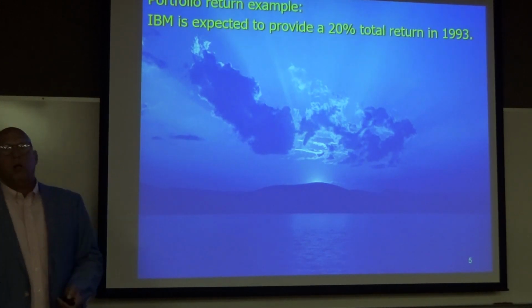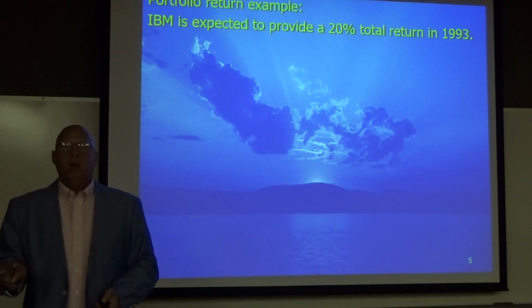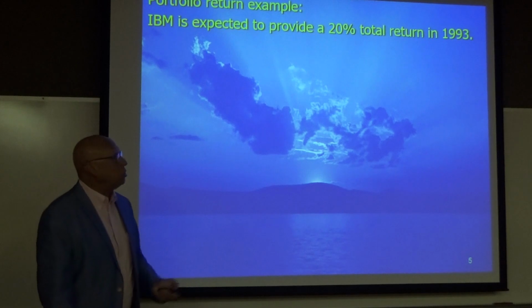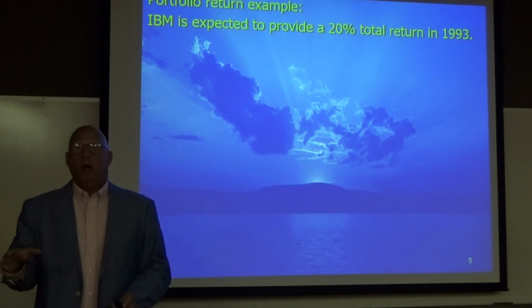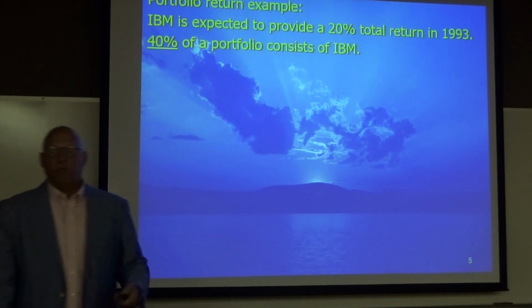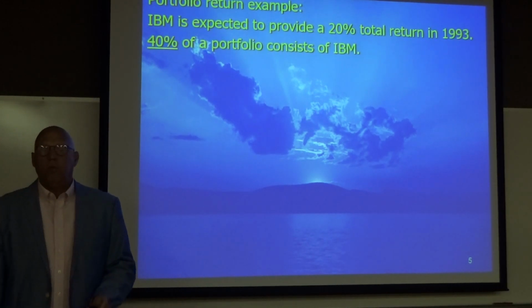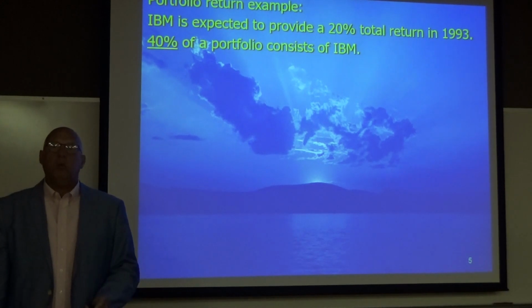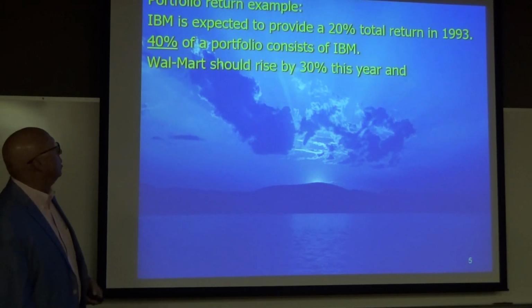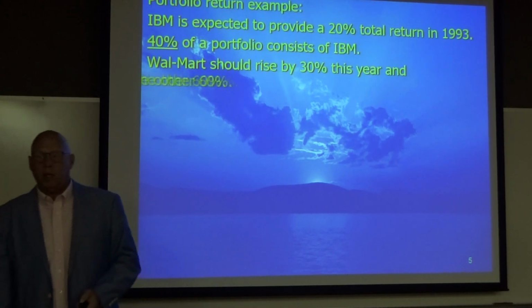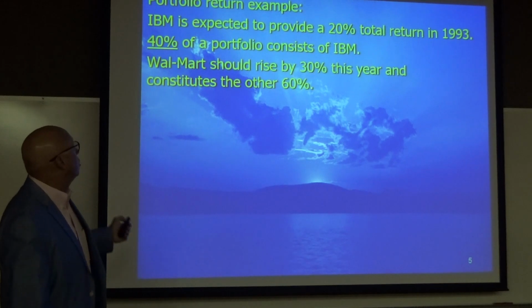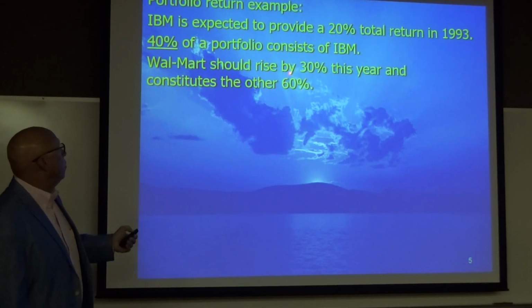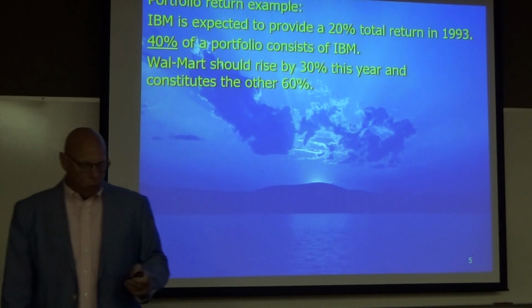So here we go. We're going to take a simple two-stock portfolio. IBM is expected to provide a 20% total return. That's the total return expected for that one stock, and that stock is 40% of the portfolio. Well, if it's a two-stock portfolio and 40% of it is IBM, how much is left? How much will the second stock comprise of the portfolio? Well, 100% minus 40% would be 60%. So the next stock is Walmart. Walmart stock should rise 30% this year. That's the expected return and constitutes the other 60%. So we've got 40% and we've got 60%. That's 100% of our portfolio.